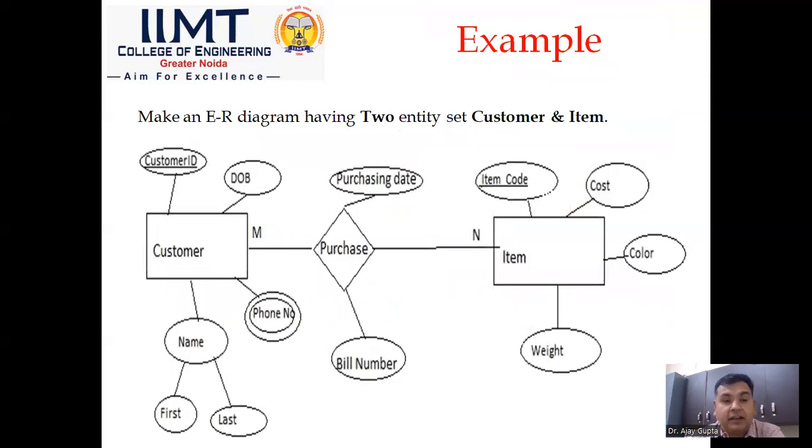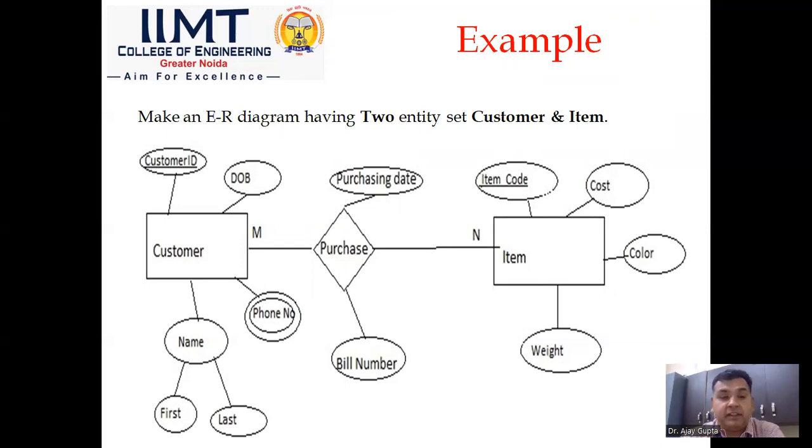Next, let's take another example. We have to make an ER diagram with two entity sets, customer and item. So what do we have to do first? Firstly, we choose two rectangular boxes, one for customer and one for item. Here we have taken two rectangular boxes and put customer in one and item in the other.